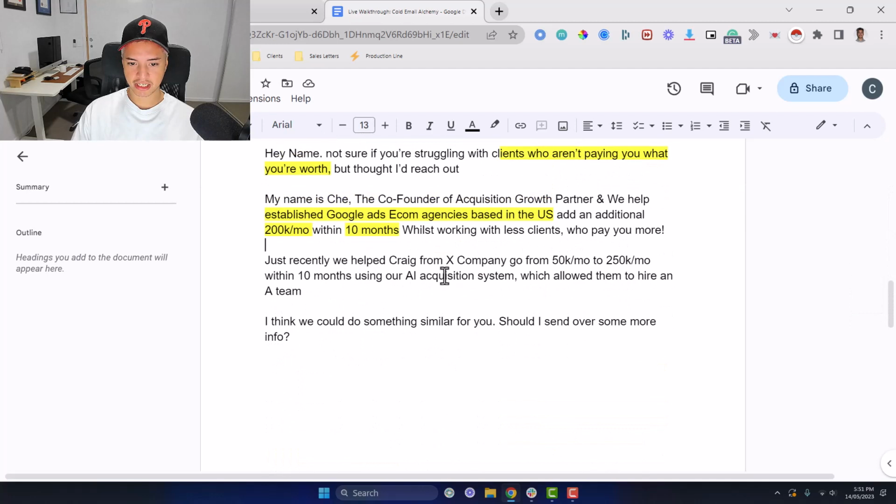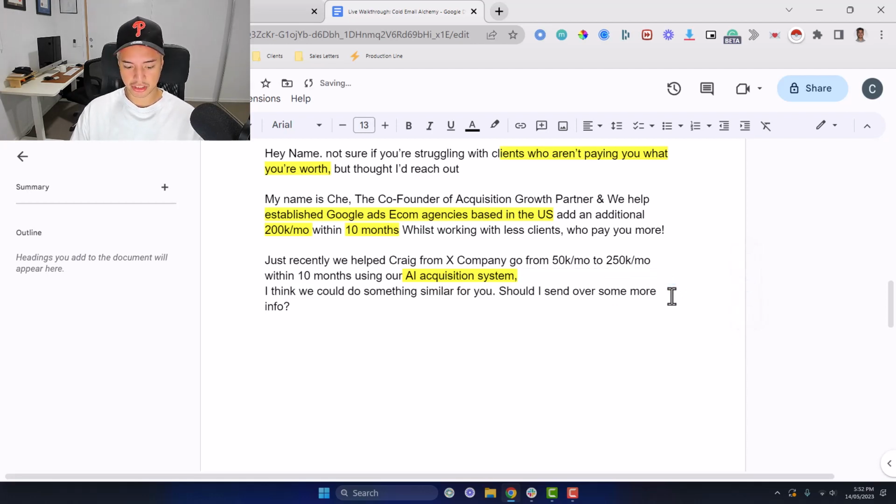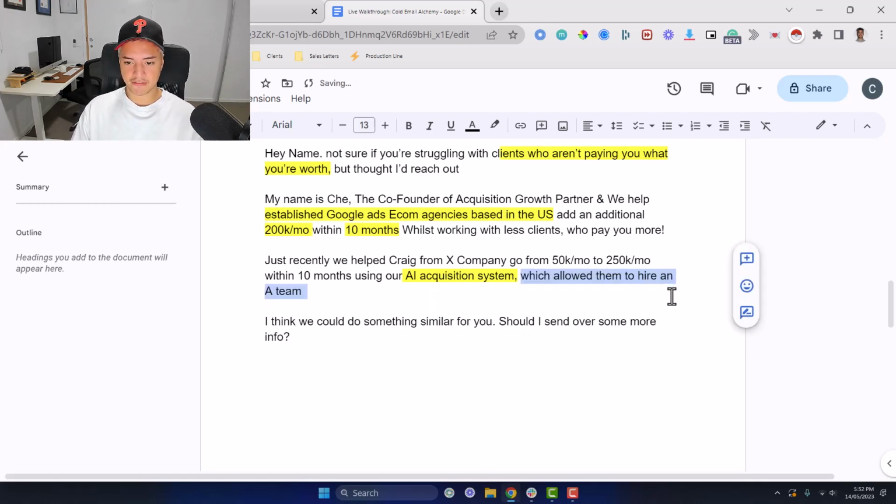And then just recently we helped Craig, so inserting the case study. But the thing that's important about the case study is that you insert where they were when they started, or where they were after you've actually worked with them, and the time frame you did that within using your unique mechanism. So unique mechanism, and then the benefit that they got from your service. So instead of just doing this, which is still good, this makes it even better because once you did this, this is also what they got.